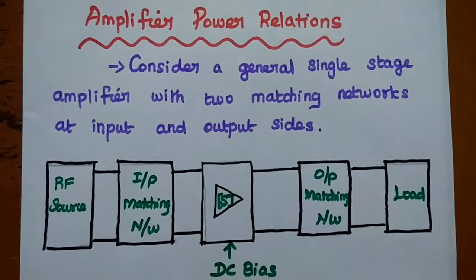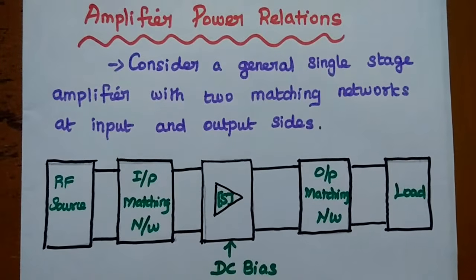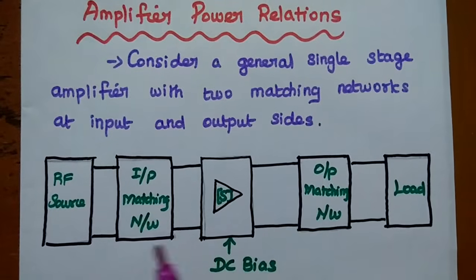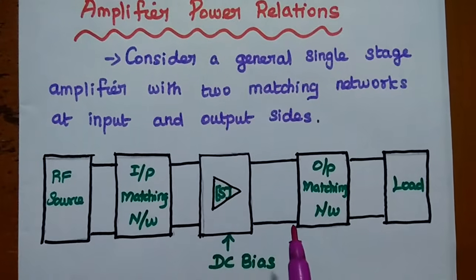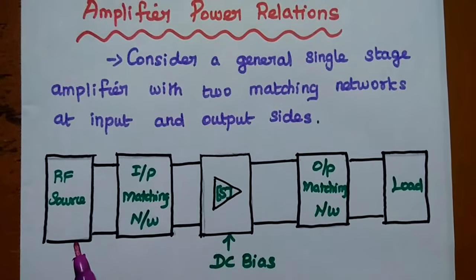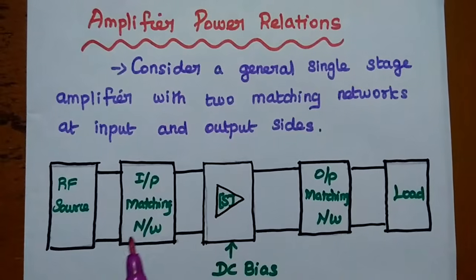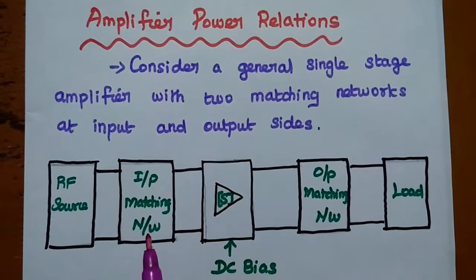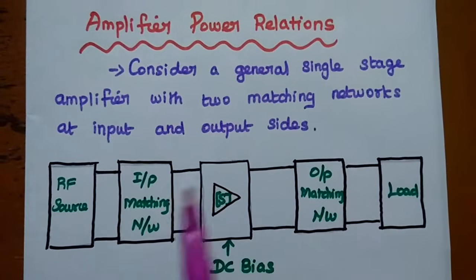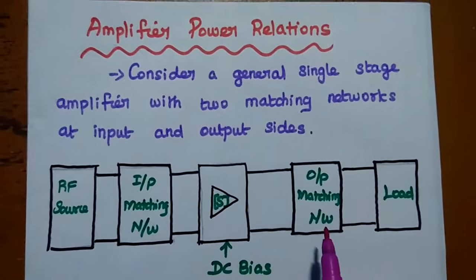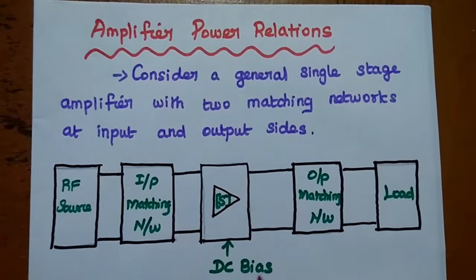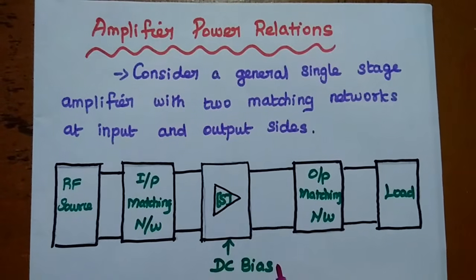Here we are going to consider a general single stage amplifier with two matching networks, at the input side and output side. This is the RF source which can generate the signal. The input matching network is mainly used to match the input side. Likewise, the output matching network is used to match the load impedance with the characteristic impedance.